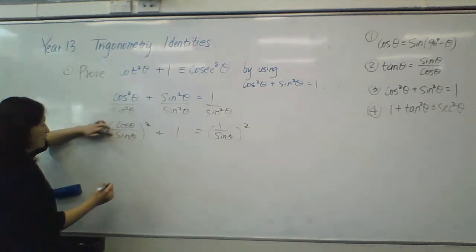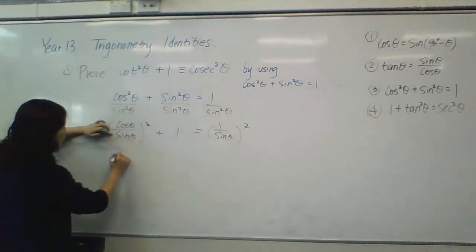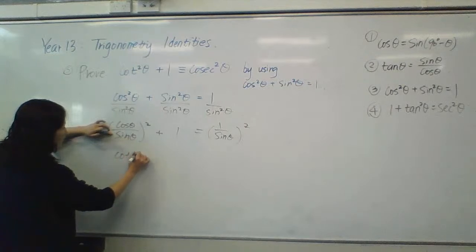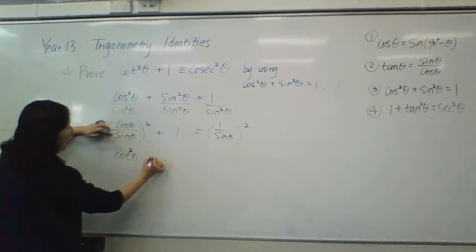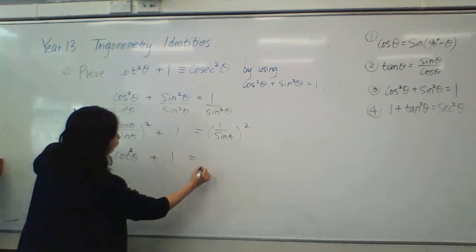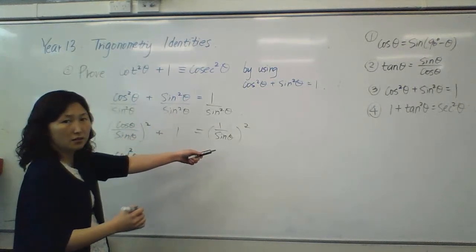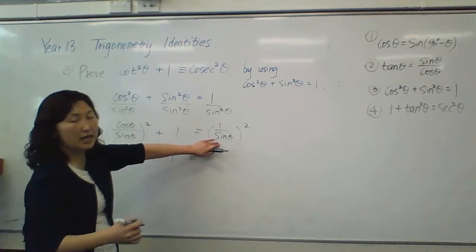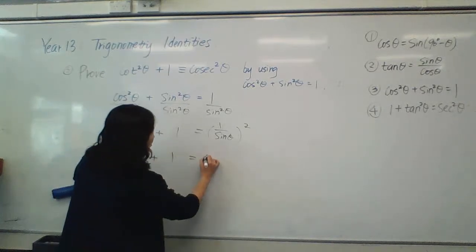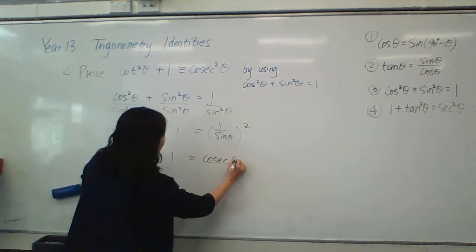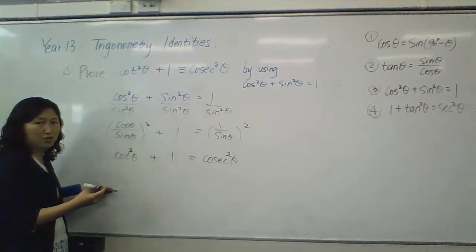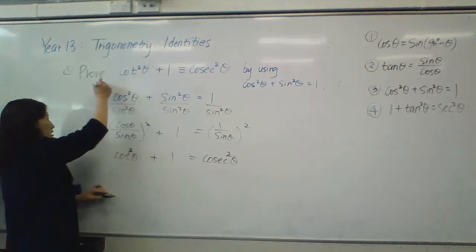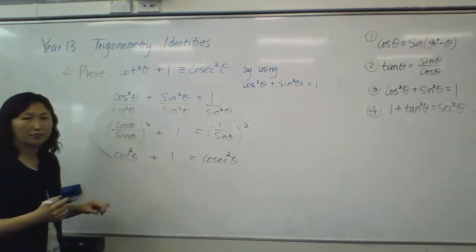So cosine over sine is the reciprocal of the tangent, which is cotangent theta, the whole thing squared. So I'm going to put the square here. Plus 1 is equal to 1 over sine, and the reciprocal of the sine is cosecant. So it's cosecant theta squared. I think we just reached the conclusion here. So these two are exactly the same.